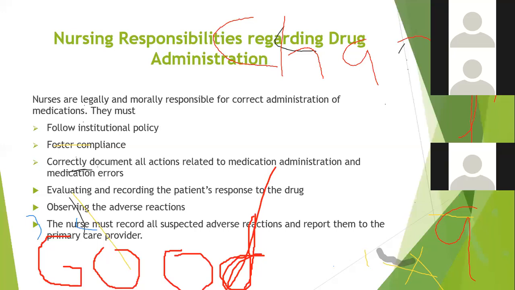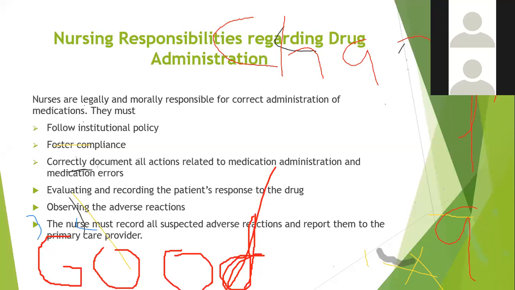Because most times when they are at home, they fail to comply with this drug regimen. So it is part of your responsibility as nurses to ensure that patients comply with their drug regimen. And another thing is you must correctly document all actions related to medication administration, and medication errors if they eventually occur. You must evaluate and record patient responses to drugs using the vital signs that you normally carry out.